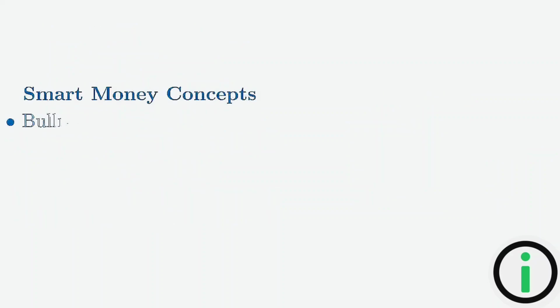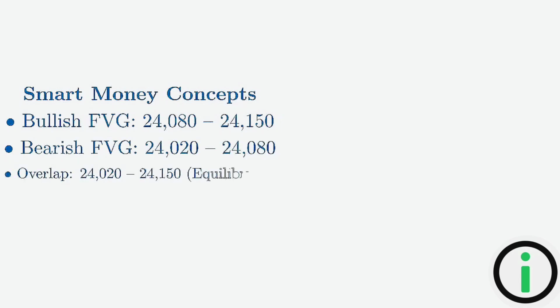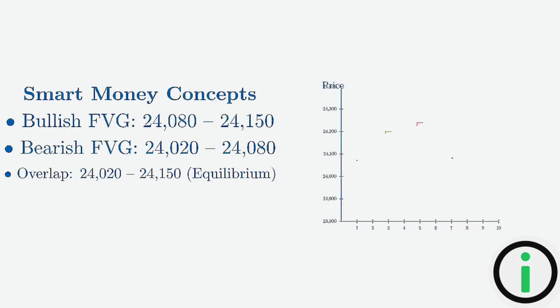In institutional trading, we often look for fair value gaps, or FVGs. These are imbalances left behind when price moves too quickly for the market to facilitate trade on both sides. On July 15th, two major gaps were created. First, the sharp up move left a bullish FVG between 24,080 and 24,150. Price is currently sitting right inside this zone, making it a natural magnet for a retest. Second, the sharp sell-off that reversed the move left a bearish FVG between 24,020 and 24,080.